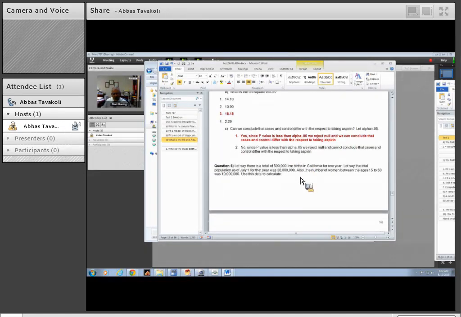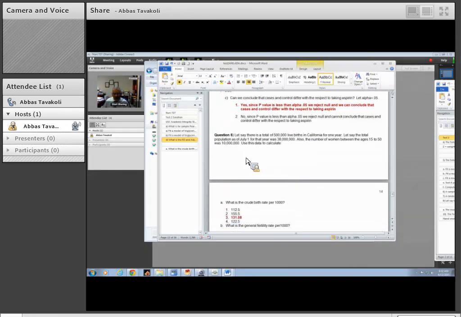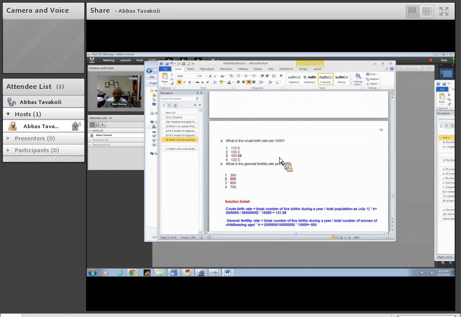Question 6. Let's say there is a total of 500,000 live births in California for 1 year. Let's say total population as of July 1st was 38 million. Also, the number of women between age 15 to 50 was 10 million. So use the data to calculate the crude birth rate.